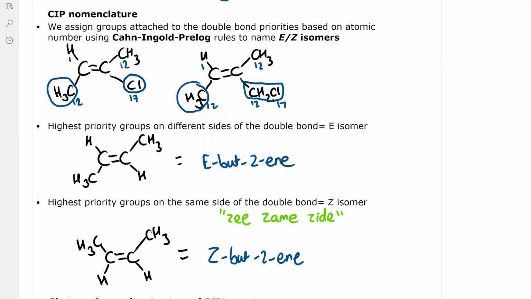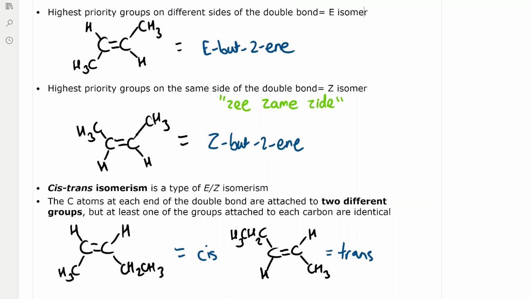So we assign the highest priority to that CH2Cl group over the methyl group. So when we have the highest priority groups on different sides of the double bond, this is the E isomer. So for example, here we have E-butene. And when we have the highest priority groups on the same side of the double bond, that's the Z isomer. So you can see here we have Z-butene.